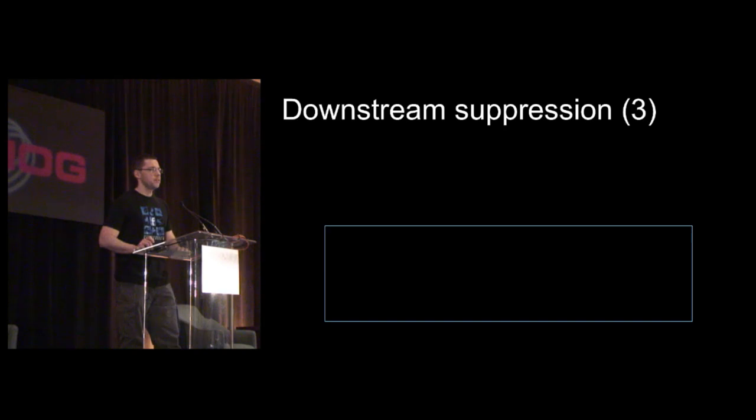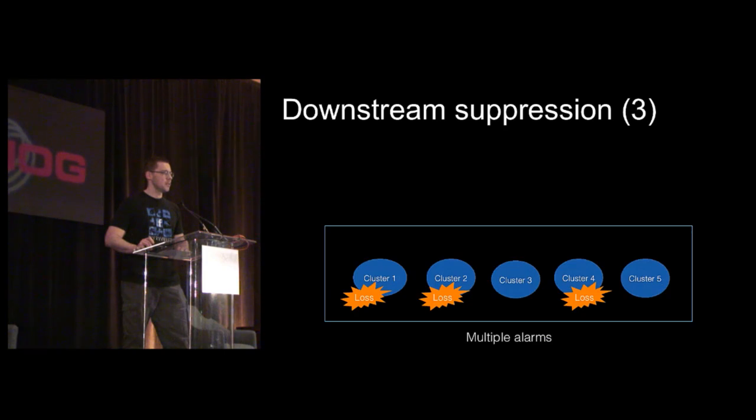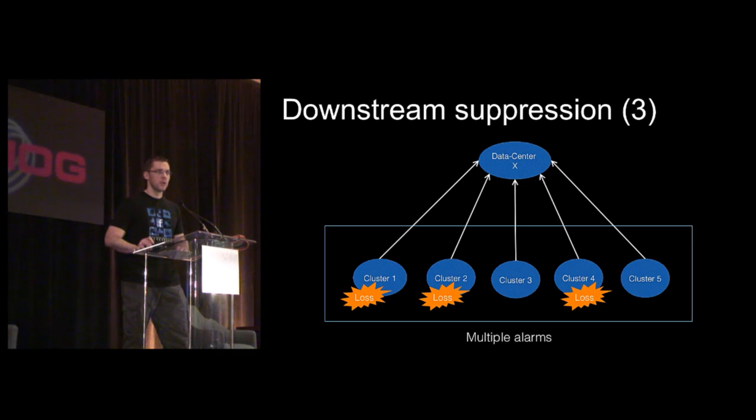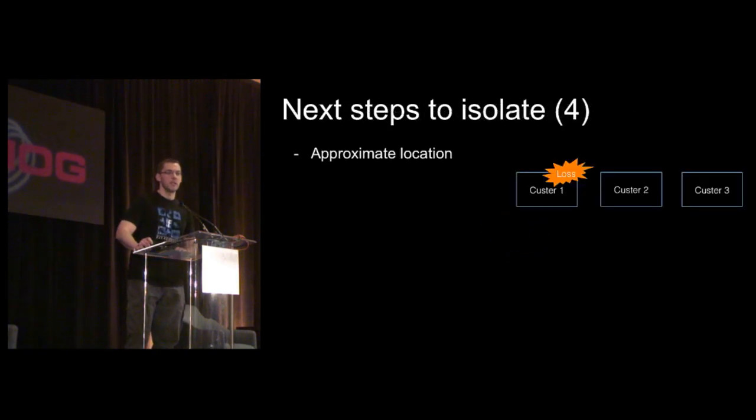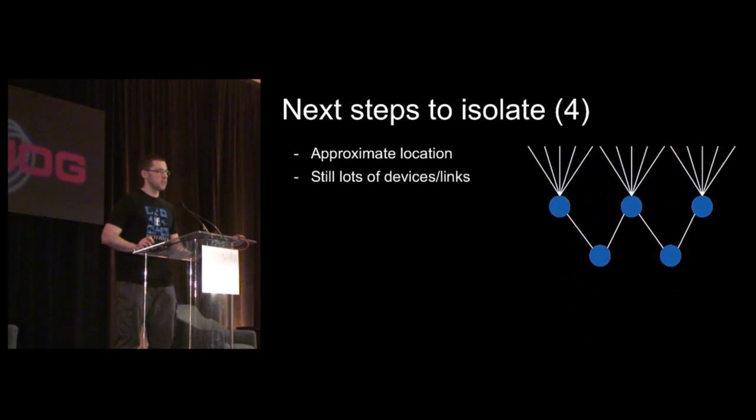The next very helpful functionality is downstream suppression. If we have multiple clusters in the same data center, all firing alarms, and we know they all belong to the same data center, we can simply aggregate this alarm into a single folded big alarm for the data center. This was very useful because otherwise, for a single issue, you'll probably see 10x more alarms than you actually need. So combined, these two together allow you to identify the approximate fault location. For example, you can figure out, oh, there is a packet loss probably in cluster switches in cluster X. Unfortunately, there are too many devices and links left to analyze.